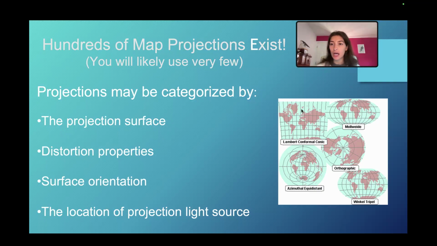Over here, you can just see a variety of some pretty commonly used projections. We have Lambert conformal conic, we have Mollweide, we have orthographic, azimuthal equidistant, and Winkel tripel. A lot of people really love Winkel tripel.